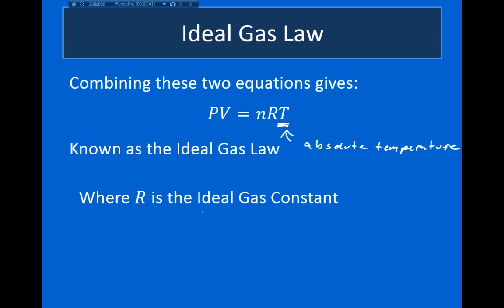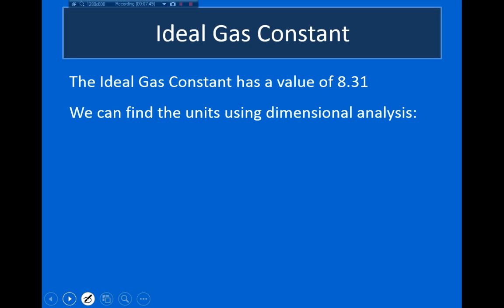So this is temperature that is measured in Kelvin. And this R here is something that's called the ideal gas constant. The ideal gas constant, it turns out, has a value of 8.31. And to find the units of it, we can use dimensional analysis. So the ideal gas law says that PV is equal to nRT.